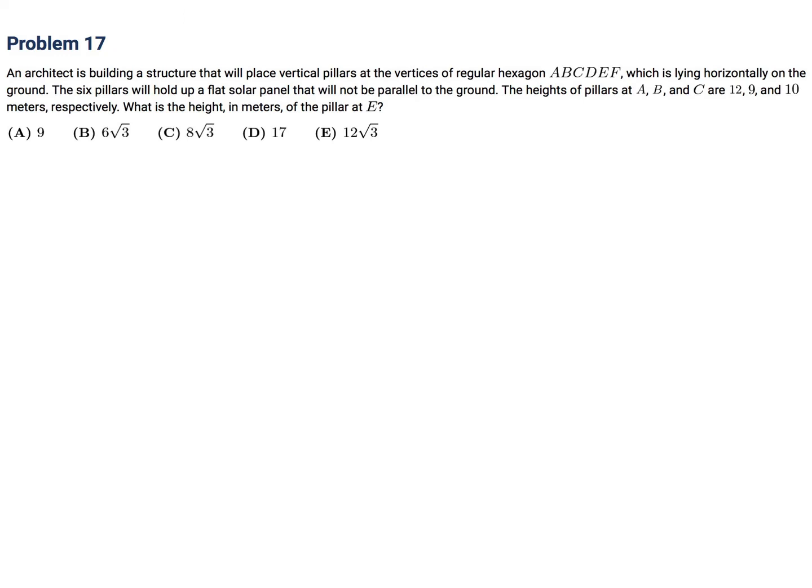Problem number 17. An architect is building a structure that will place vertical pillars at the vertices of hexagon ABCDEF, which is lying horizontally on the ground. The 6 pillars will hold up a flat solar panel that will not be parallel to the ground. The heights of pillars A, B, and C are 12, 9, and 10, respectively. What is the height in meters of the pillar at E? We got the answer to number 17. The answer is 17, and that is choice D.